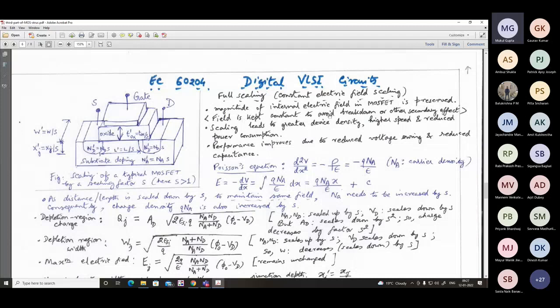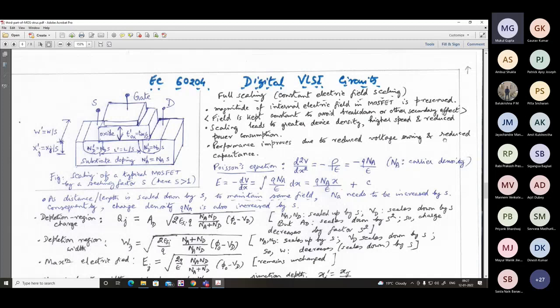Scaling leads to greater device density. What is the objective of scaling? The device density will grow up, speed will be higher, and power will be reduced. Ideally, these are the motivations: higher speed and reduced power consumption. And performance improves, because higher speed means the transient characteristics will improve, that means rise time and fall time. The propagation delay time should be improved. Performance improvement is due to reduced voltage swing and reduced capacitance.